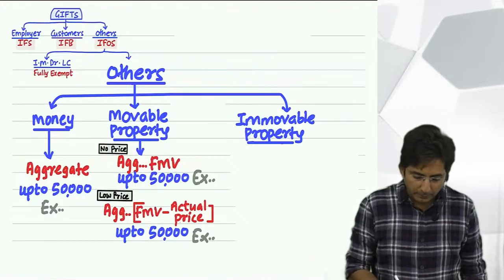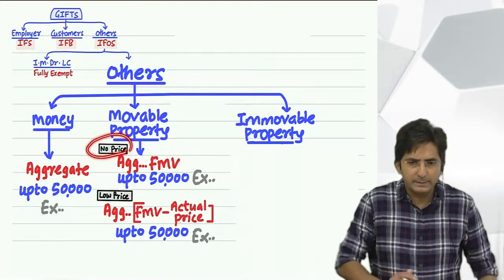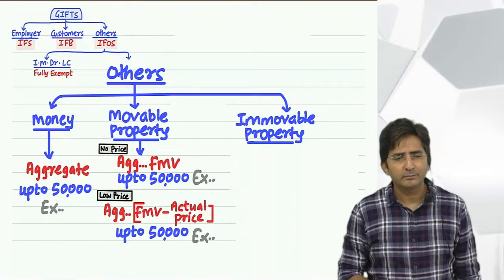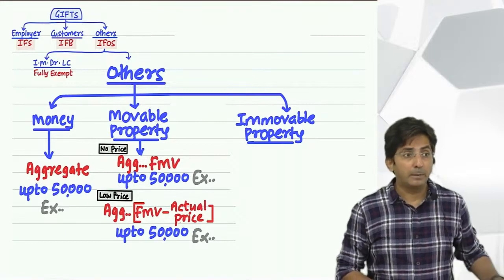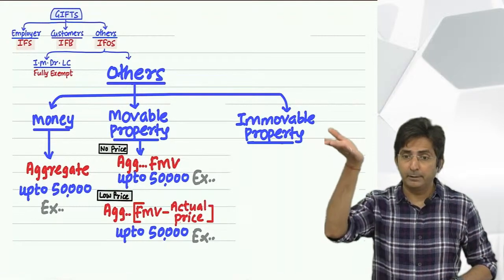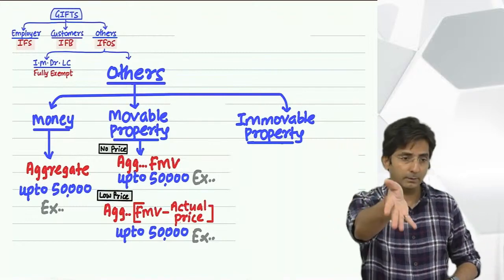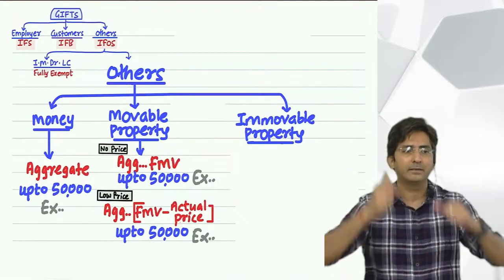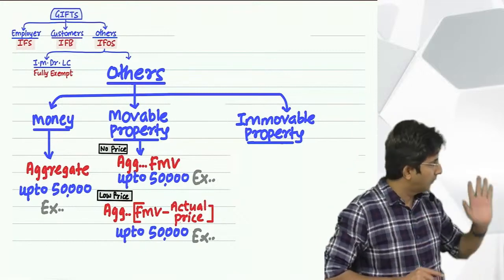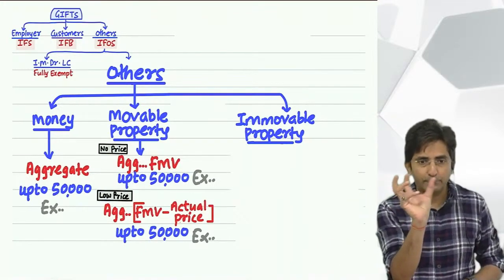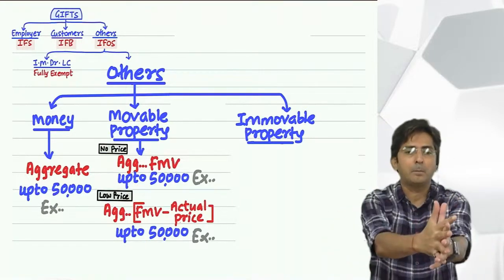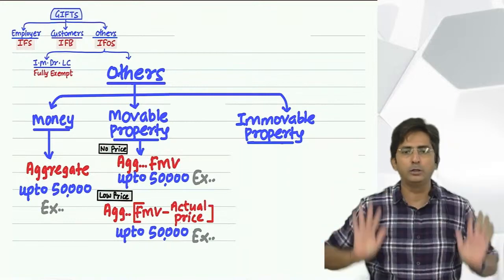Okay, so tell me, if it is for no price, then the full market value will be seen. Why do I have to write aggregate FMV? Because there might be 10 people. One has given me gold, one has given me silver, one has given me diamond, another has given me shares. Aggregate. Don't forget, in this whole topic, when we are measuring that 50,000, is it 50,000 from one person or all people combined? All people combined in the whole year.